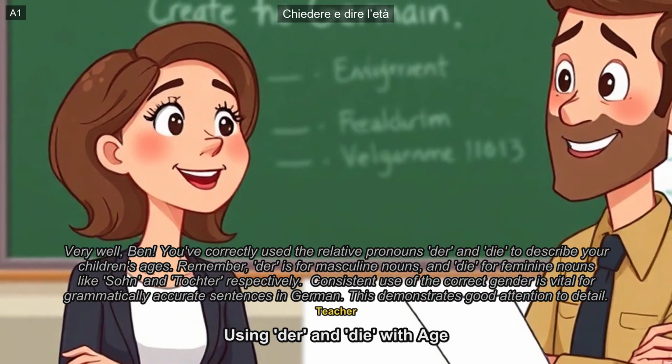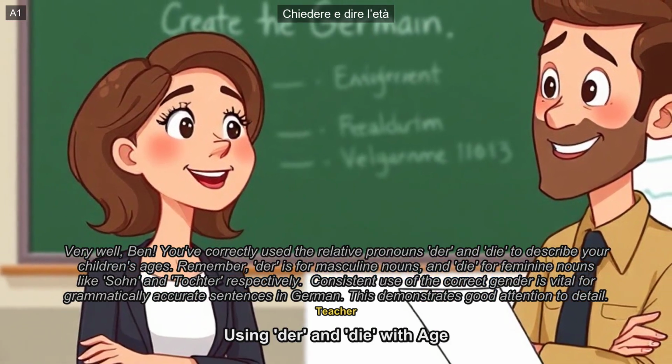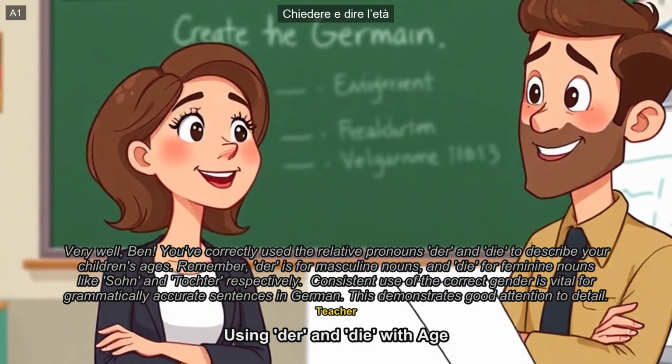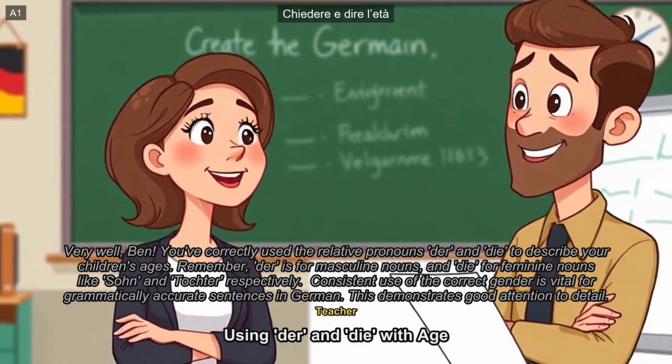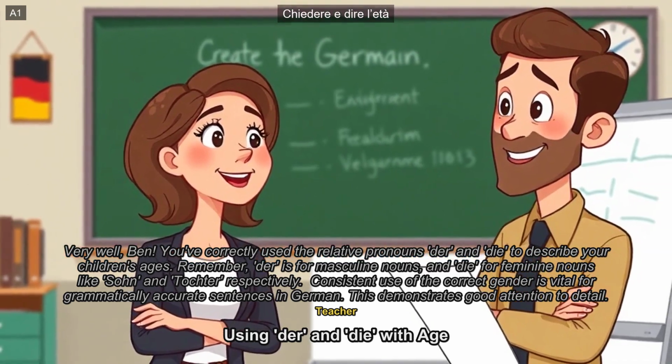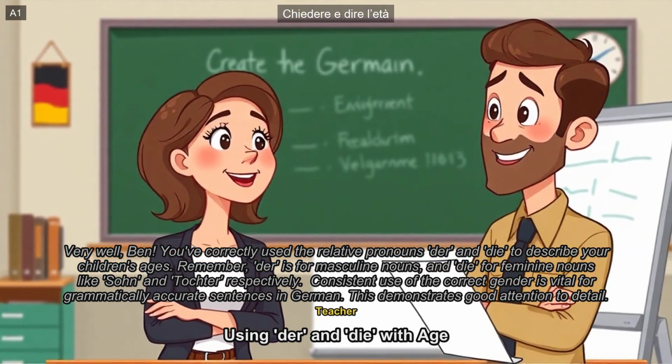Very well, Ben. You've correctly used the relative pronouns der and die to describe your children's ages. Remember, der is for masculine nouns and die for feminine nouns, like Sohn and Tochter respectively. Consistent use of the correct gender is vital for grammatically accurate sentences in German. This demonstrates good attention to detail.